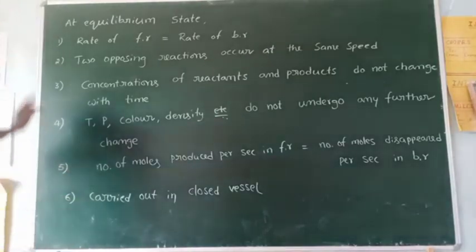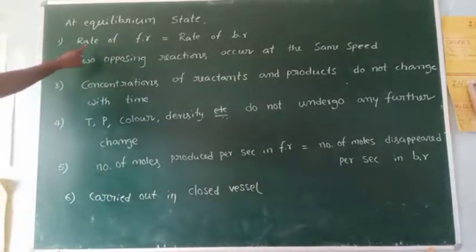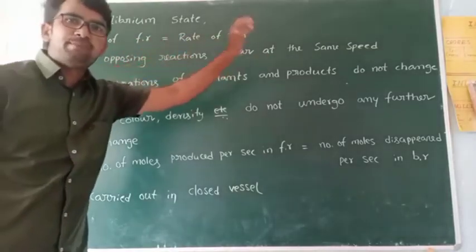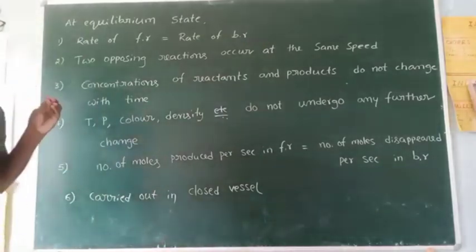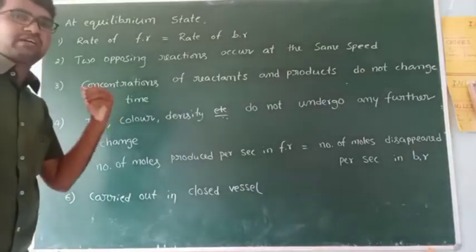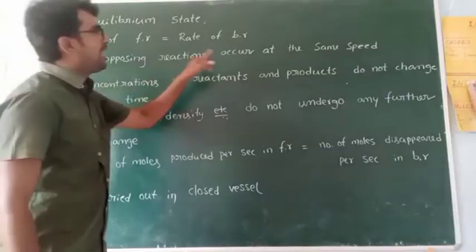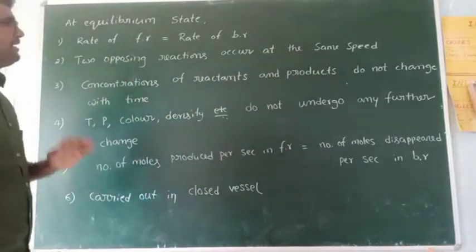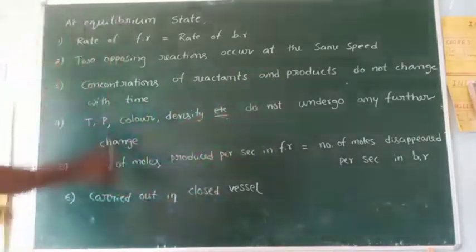What do we observe at the equilibrium state? First, at the equilibrium state, the rate of the forward reaction is equal to the rate of the backward reaction. This means both forward and backward reactions take place with the same speed, or the same changes of concentration on both sides. Second, two opposing reactions occur at the same speed. Opposing reactions means the forward and backward reactions.